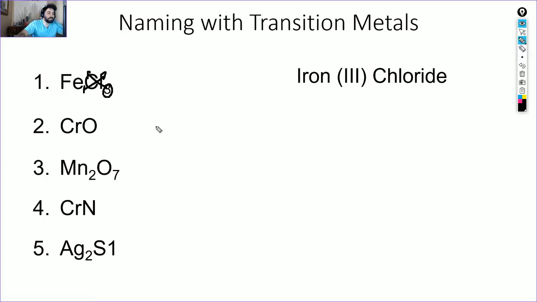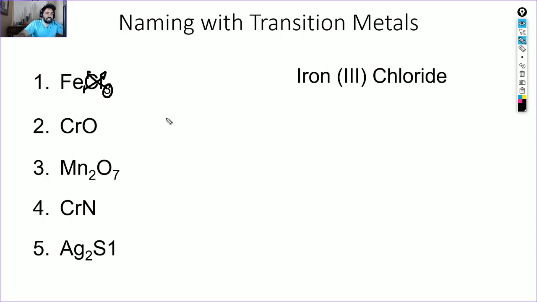Now I'm going to go over the next one with you guys. The next one is option 2. This is chromium and this is oxygen. If I were to try the reverse crisscross method, right, it would be oxygen with a -1 charge and chromium with a +1 charge. I know this is wrong because oxygen actually has a -2 charge, not a -1 charge. So reverse crisscross method won't work here.